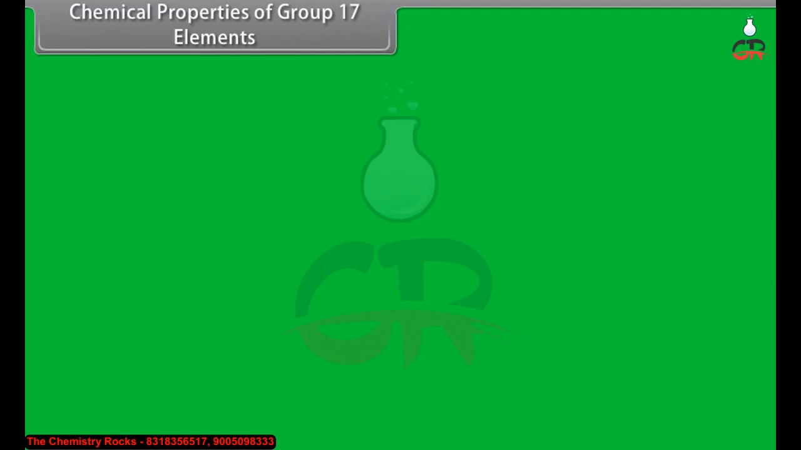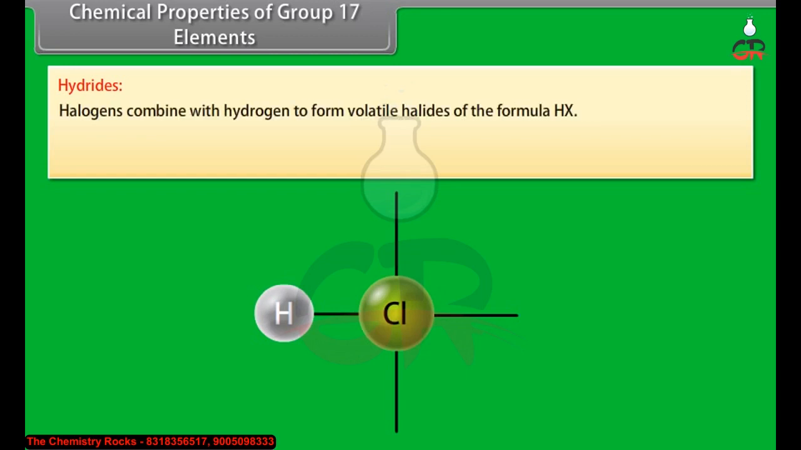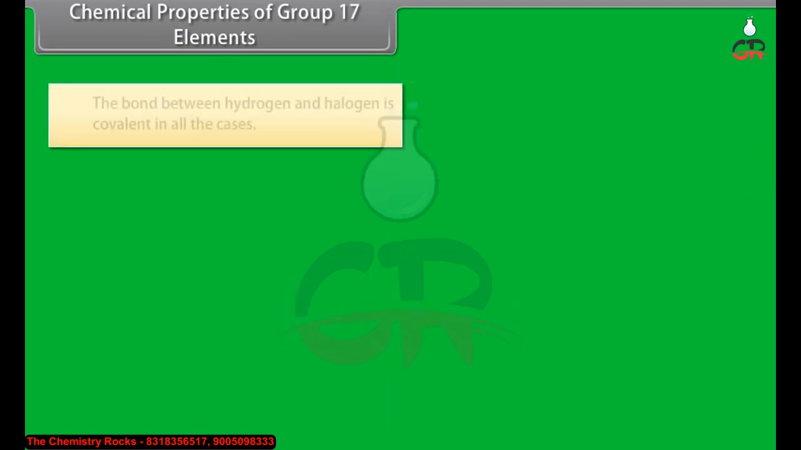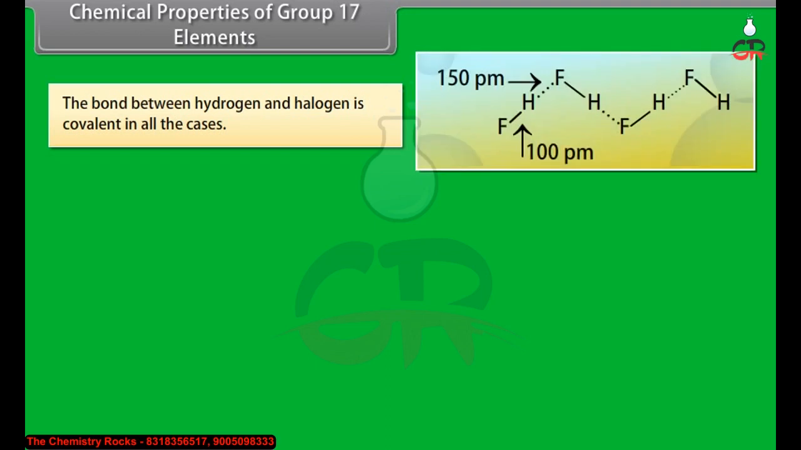Chemical properties of group 17 elements. Some important trends in the chemical reactivity of the compounds of these elements are the following. Hydrides. Halogens combine with hydrogen to form volatile halides of the formula HX. Except HF, all other hydrides HCl, HBr, HI are gases. HF is a liquid because of intermolecular hydrogen bonding. The bond between hydrogen and halogen is covalent in all the cases.